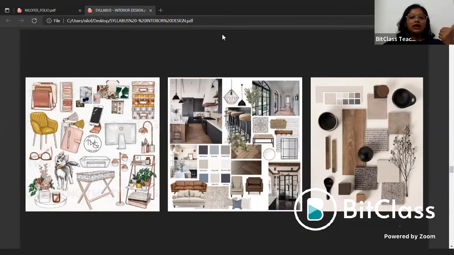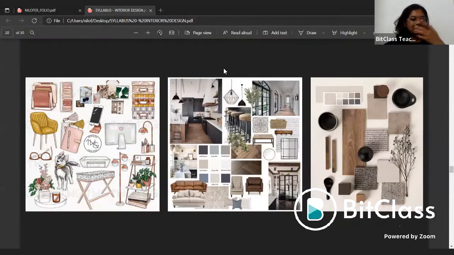Okay, so now, are we clear with the term mood board, or does anyone have a question or something like that? Yes, no?